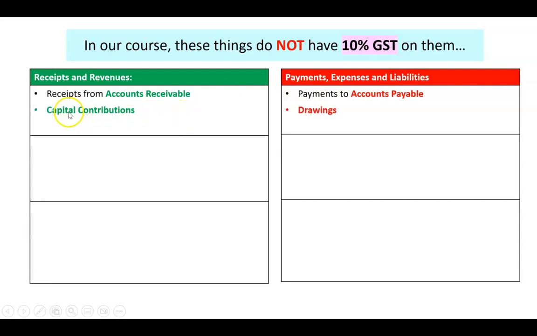All right, what else? Capital contributions do not have GST. And the opposite of those are drawings. They don't have GST either. And what about when we receive a loan from the bank? There's no GST on loans. Likewise, there's no GST on loan repayments, which makes sense. All right, let's do our next group of sort of opposites.